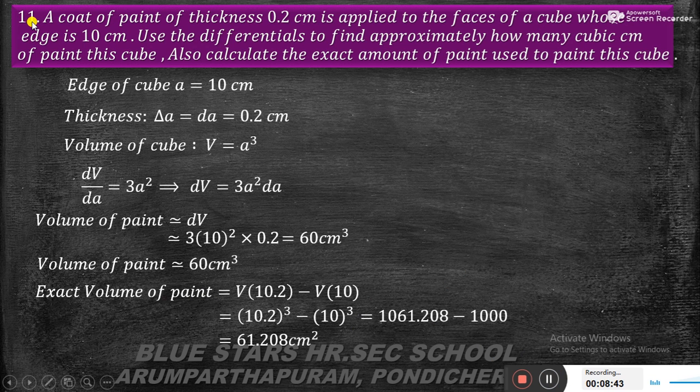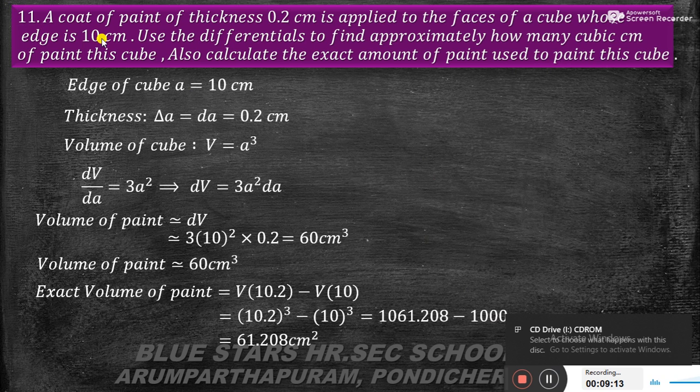Now we discuss the 11th problem. A coat of paint of thickness 0.2 centimeter is applied to the faces of a cube whose edge is 10 centimeter. Use differentials to find approximately how many cubic centimeter of paint is needed for this cube. Also calculate the exact amount of paint used to paint this cube.